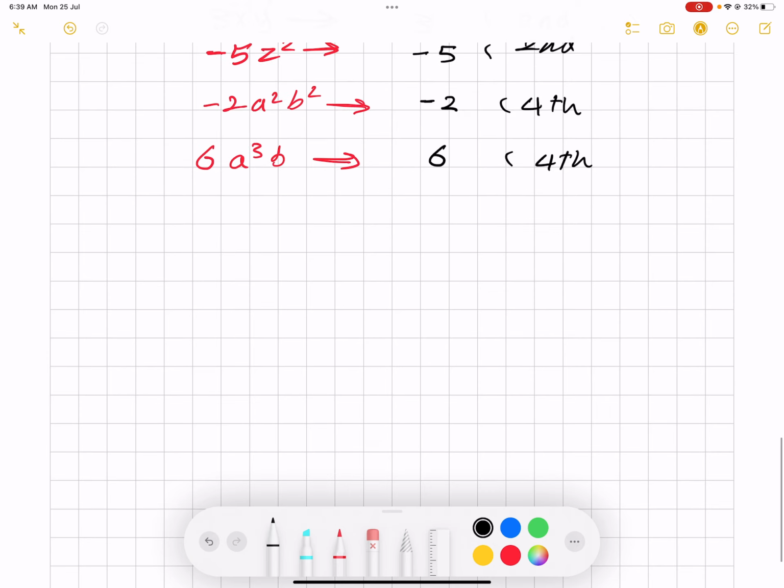What if we have something like x? Okay, x, that's it. Then the coefficient will be 1, and the degree will be first. What if we have something like 5? Where is the x, Mr.? We don't have x. Okay, that means the coefficient will be 5.